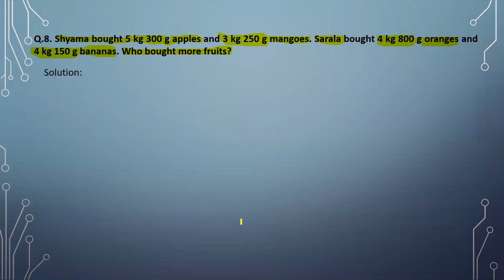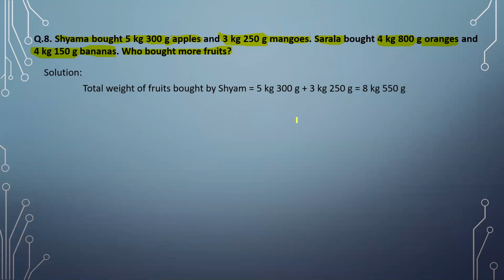Now first of all we are going to consider Shama. The total weight of fruits bought by Shama is 5 kilograms 300 grams of apples plus 3 kilograms 250 grams of mangoes. Now while adding such quantities, first of all you have to consider the values. Which values?